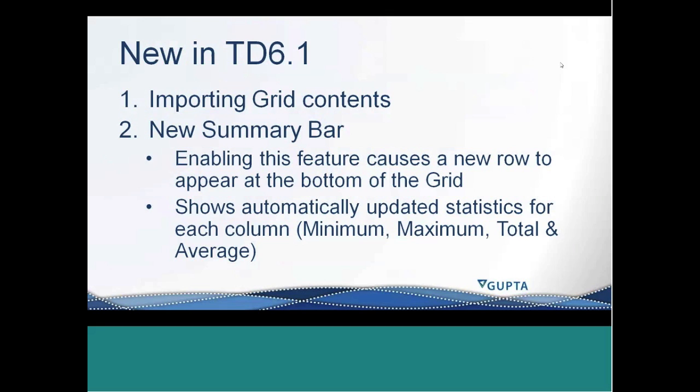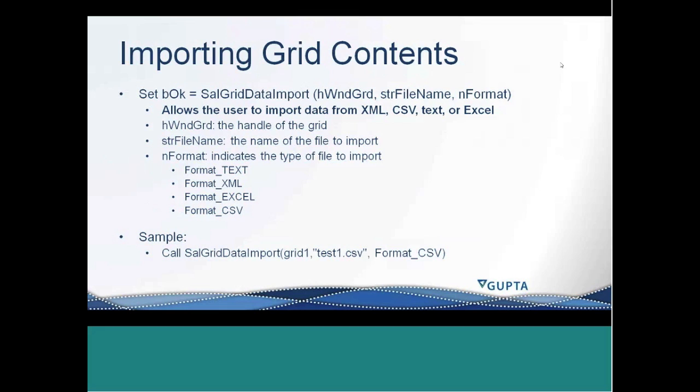So if you enable this feature, the summary bar for the grid in Team Developer 6.1 and on, you will automatically show updated statistics for each column that you enable. For instance, total, maximum, minimum, average, and I'm missing count here as well for the summary bar. So let's have a look at the first feature, the ability to import grid content.